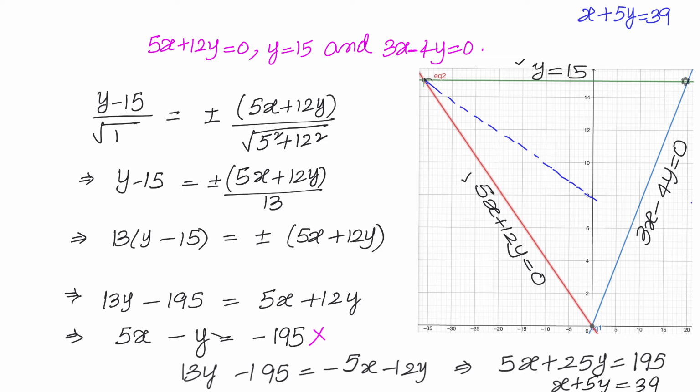Now let us take y equals 15 and 3x minus 4y equals 0 and find the other angular bisector. We know again that the y-intercept should be between 0 and 15. So let us see how the angular bisector equation will be. Then we will solve them by the elimination method and get the coordinates. Let's go to the next system.